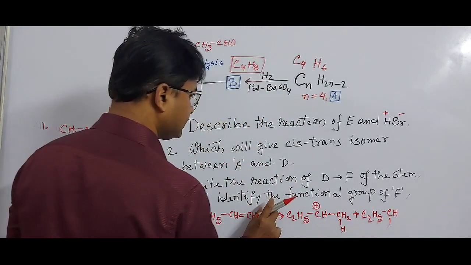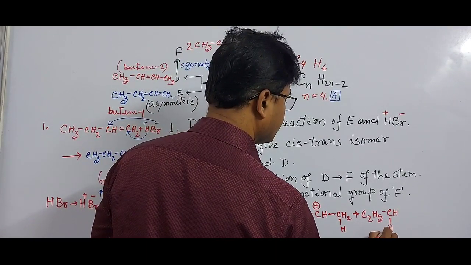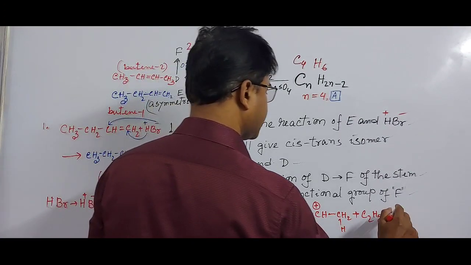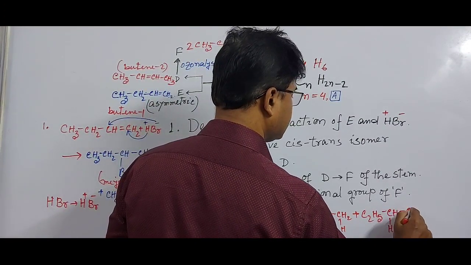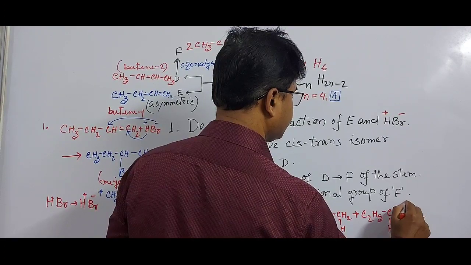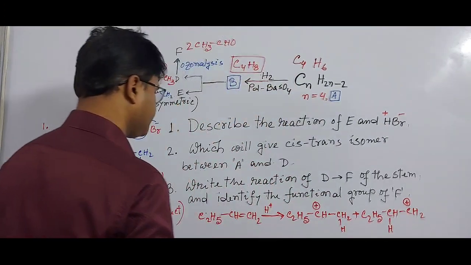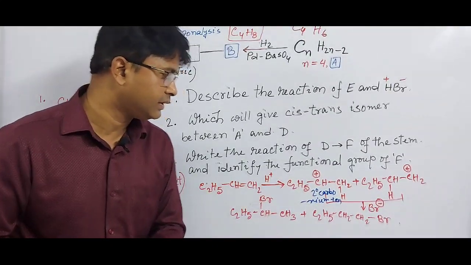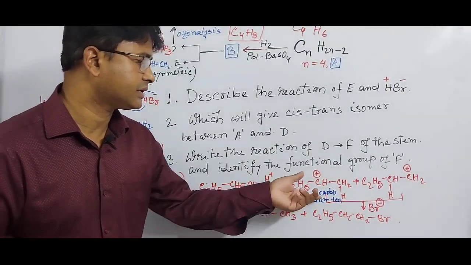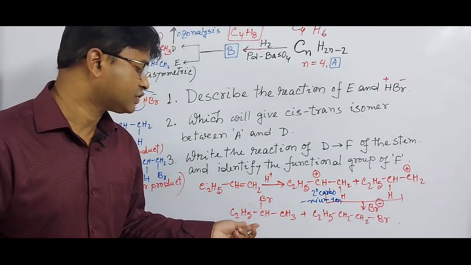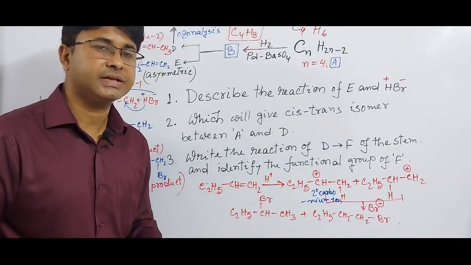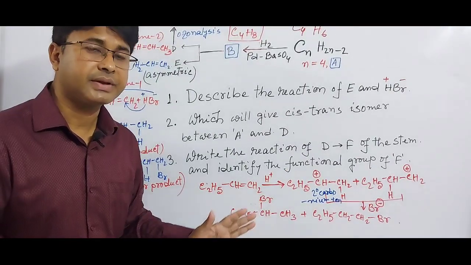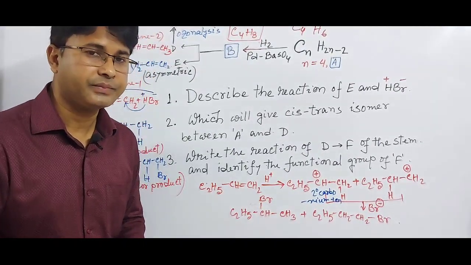If the hydrogen ion becomes attached with the second carbon, the 1-degree carbonium ion is produced. But it is stated that the 2-degree carbonium ion is more stable. That is why, in case of the 2-degree carbonium ion, the product is 2-bromobutane, and this 2-bromobutane is the major product. That is all about the mechanism of Markovnikov's law.